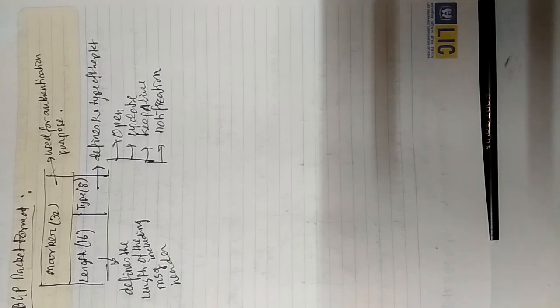Next, we studied the BGP session. In the BGP session, we studied the speaker node, what is external BGP, and what is internal BGP. External BGP is called eBGP and internal BGP is called iBGP. Next, we studied the types of packet. There are 4 types: open, update, keep alive, and notification. And finally, we studied the BGP packet format.